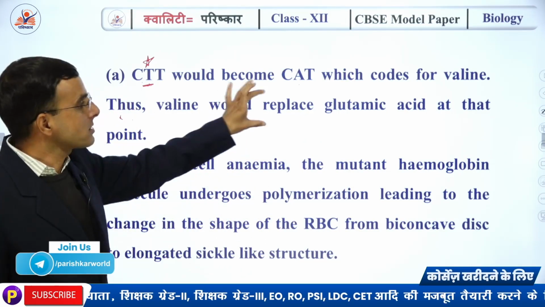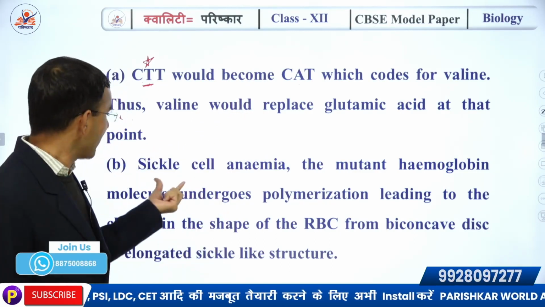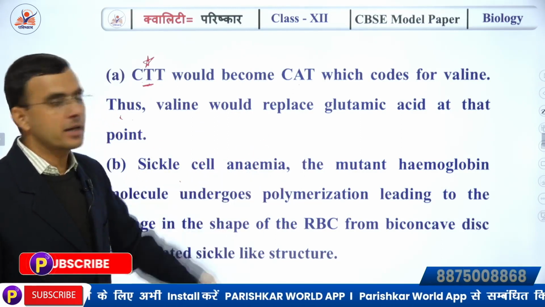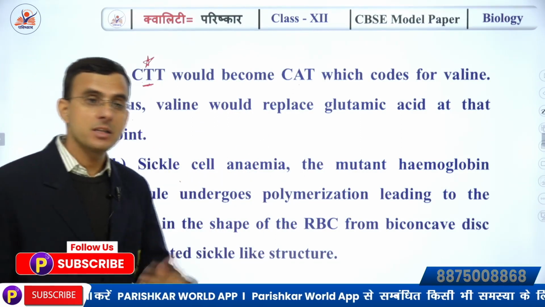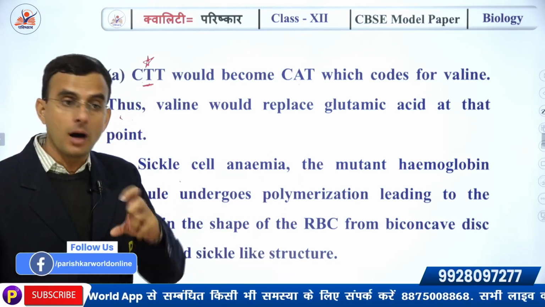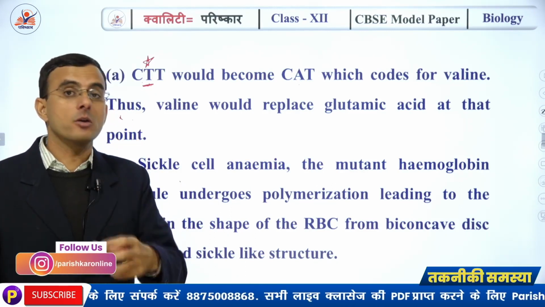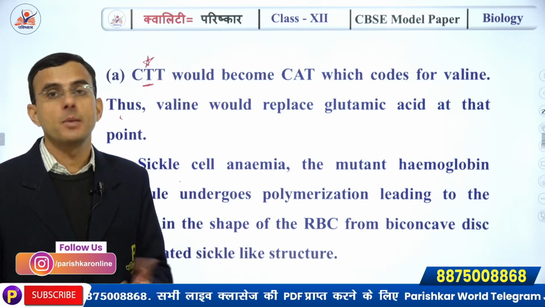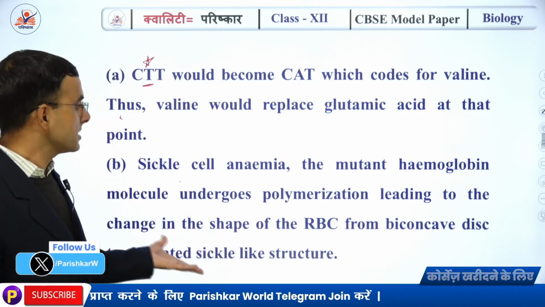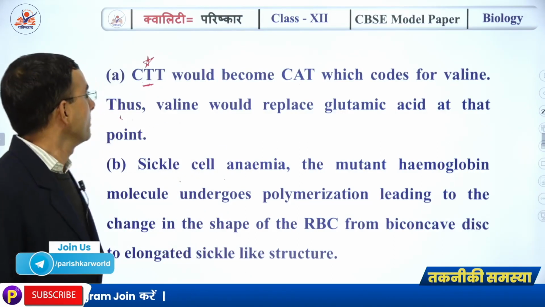So because of this replacement, the disease is generated, and that disease is known as sickle cell anemia. Because of this disease, the RBCs change their shape, and because of the changed shape, they are not able to carry that much oxygen. That is the reason the disease name is sickle cell anemia.